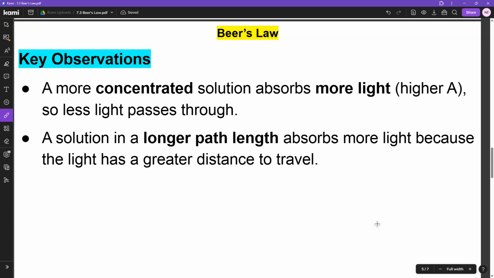As I just mentioned, more concentration absorbs more light, so less light is going to pass through. And the other important piece is that a solution with a longer path length will absorb more light because the light has a greater distance to travel. If you've ever been underwater in a swimming pool, you can see your hand up close, but if you try to look across the swimming pool, it's very difficult. It starts to cloud up, and you can't see across the swimming pool usually because the light has more distance that it needs to travel.